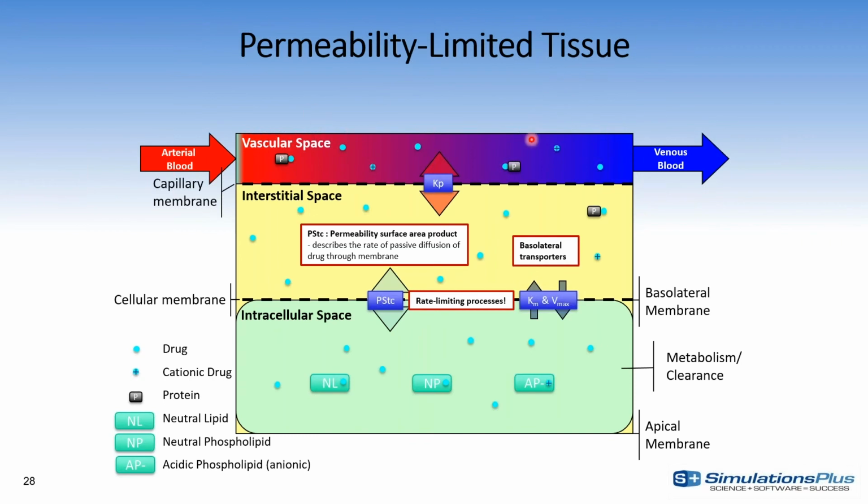For the permeability-limited tissues, the Kp describes the partitioning between the vascular space and the interstitial space. A permeability surface area product is used to describe the passive diffusion into the tissue, or a transporter-based transfer can be used as well. The binding is similar: you will have binding to the proteins, neutral lipids, neutral phospholipids, and acidic phospholipids. Again, the rate-limiting process here is the permeation of the drug compound entering the intracellular space.